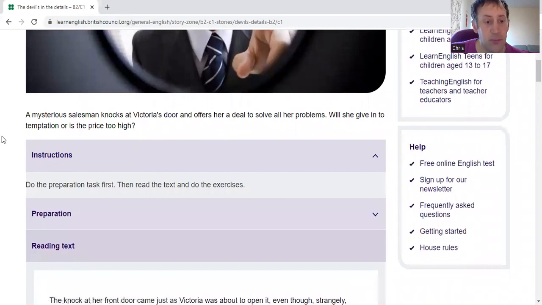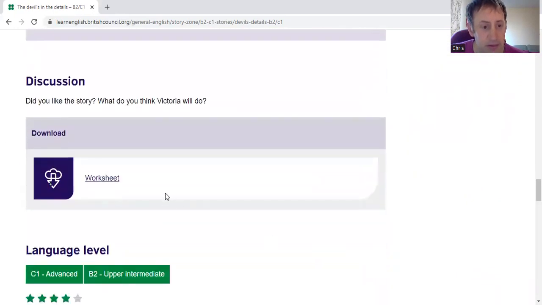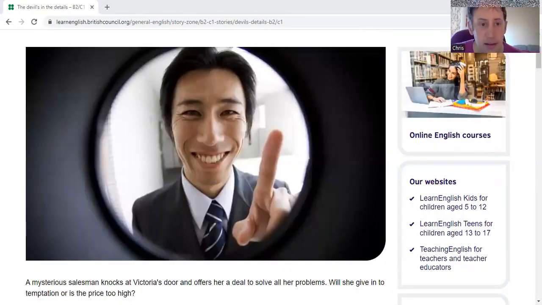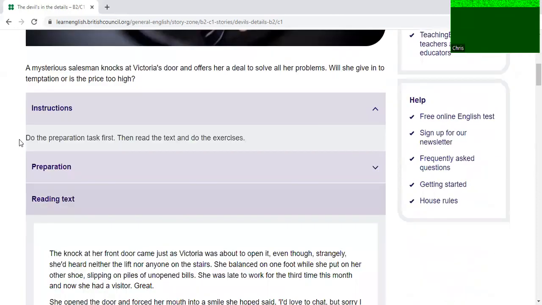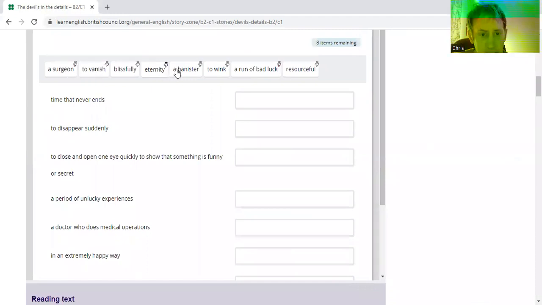What are the instructions? Do the preparation task first, then read the text and do the exercises. That seems manageable. Okay. Another thing you can do here is download it if you prefer. Yes, download the worksheet, and it looks like this if you want to do it that way. But the one on the internet is quite interactive, so let's go back to that. Preparation. This is about vocabulary. I think they have 8 bits of vocabulary here which appear in the story that they want us to check first, and they have the definitions here, so we need to match them.